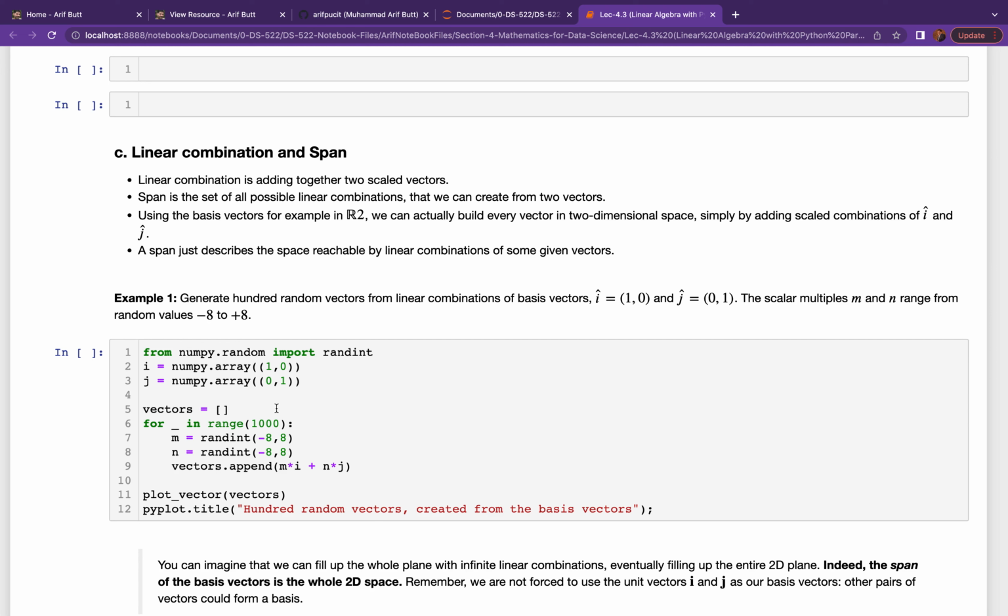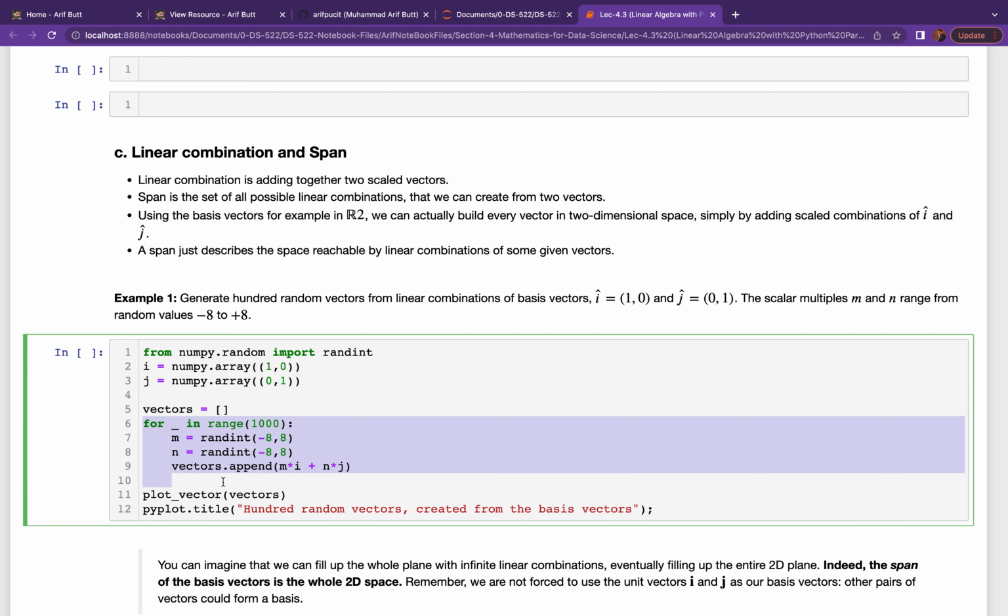We have two basis vectors i and j. i is (1, 0) and j is (0, 1). See this loop over here. In this loop I am generating, let me generate just 100 first. I'm just generating 100 different vectors from these two unit vectors.